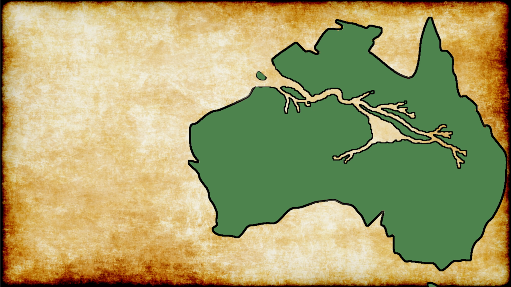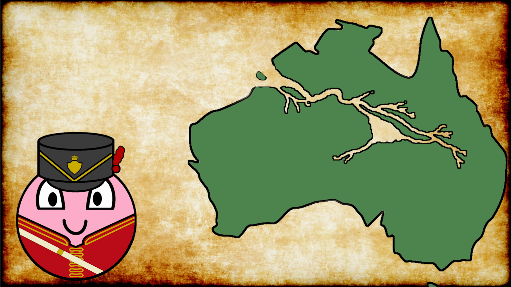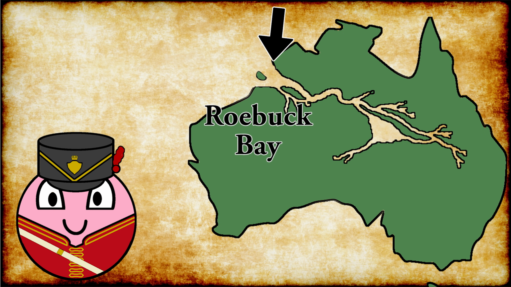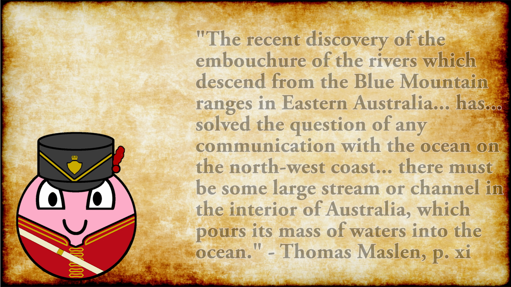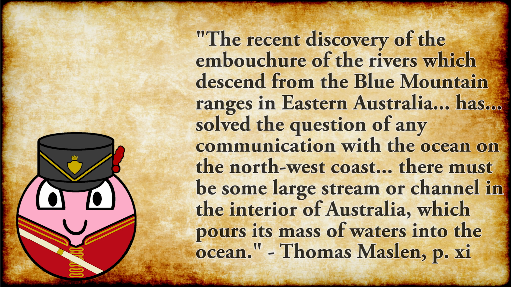That the Macquarie River flowed northwest had spurred Maslen's imagination. It must mean that there was a vast river basin pulling it up. This river must come out somewhere near Roebuck Bay. The recent discovery of the rivers which descend from the Blue Mountain Ranges in eastern Australia has solved the question of whether there is an estuary on the northwest coast.